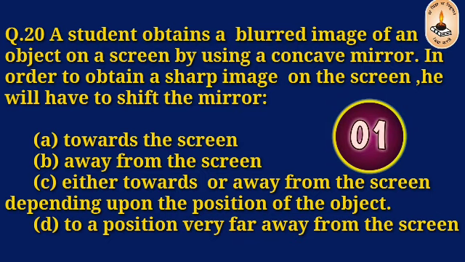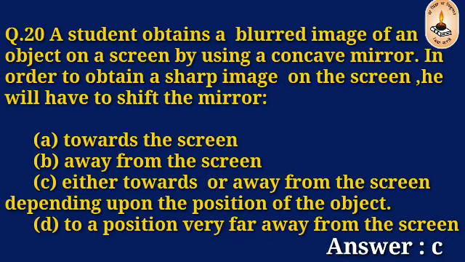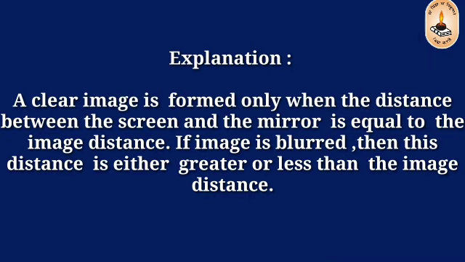The right answer is C. Explanation: A clear image is formed only when the distance between the screen and the mirror is equal to the image distance. If the image is blurred, then this distance is either greater or less than the image distance.